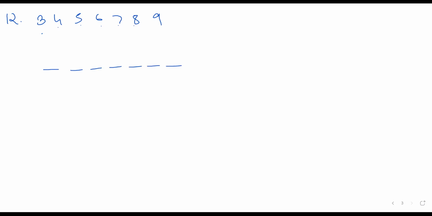And odd digits should occupy odd places. How many odd digits? 1, 2, 3, 4. And how many odd places? 1, 2, 3, 4. Odd digits will occupy odd places, 4 odd digits in 4 odd places in 4 factorial ways. 3 even digits in 3 even places, 3 factorial ways. This is 24 into 6. Your answer is 144.